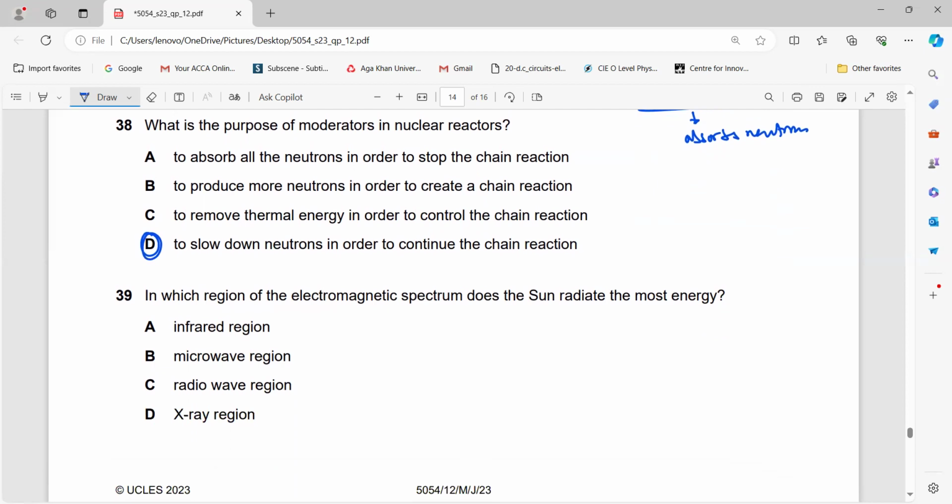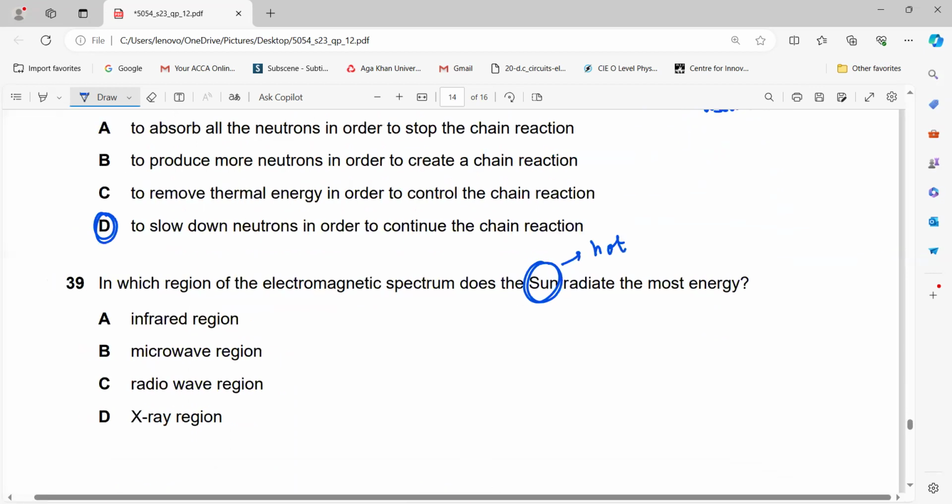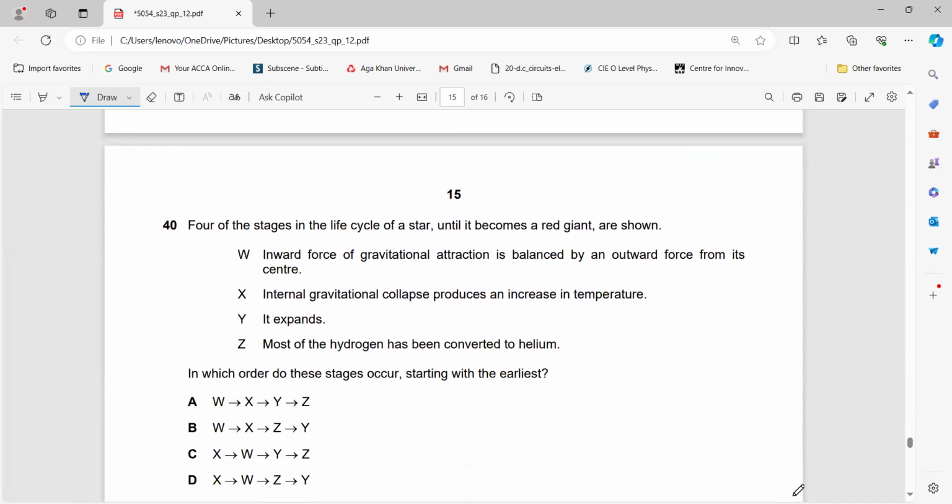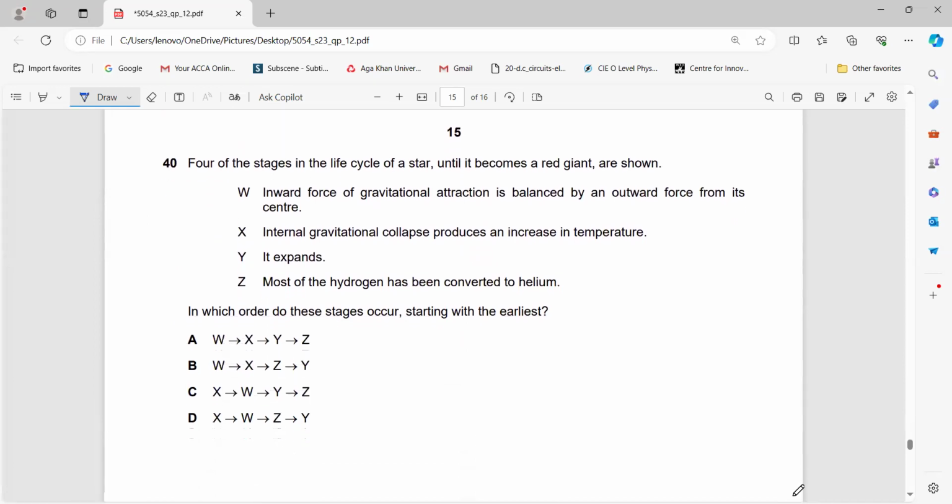In which region of the electromagnetic spectrum does the sun radiate the most energy? The sun is extremely hot, right? So heat is majorly transferred by infrared radiation. Okay, make sure you understand that. 40. Four stages of the life cycle of a star.